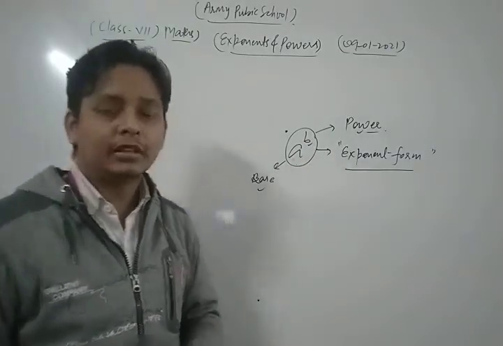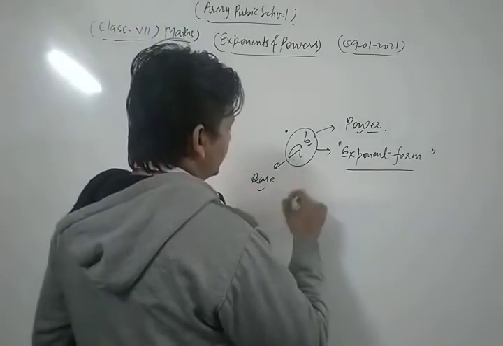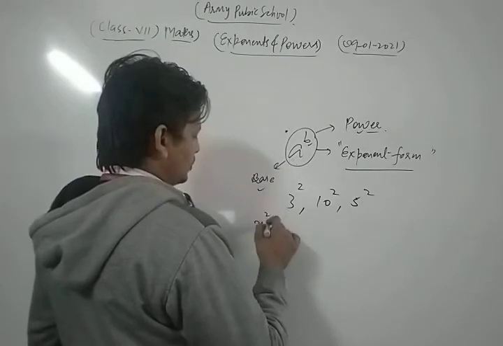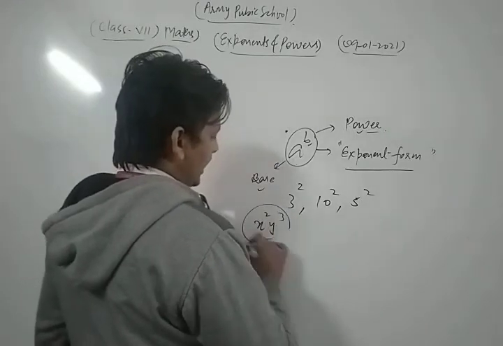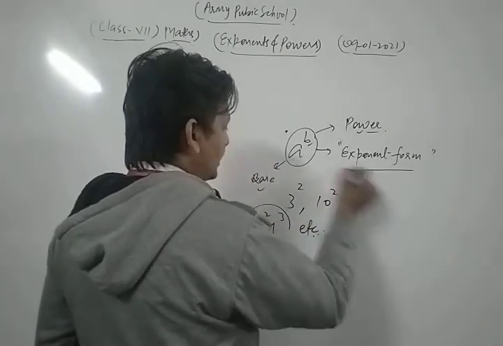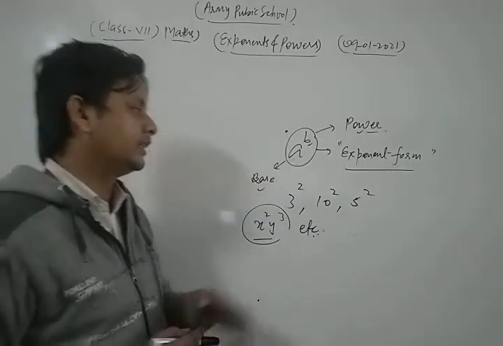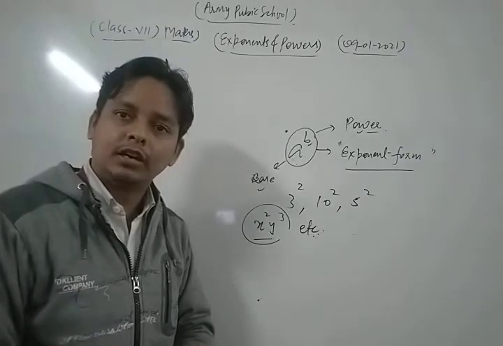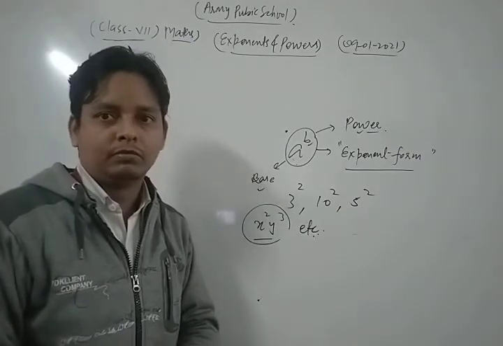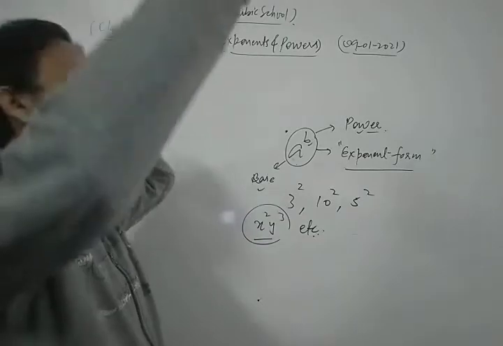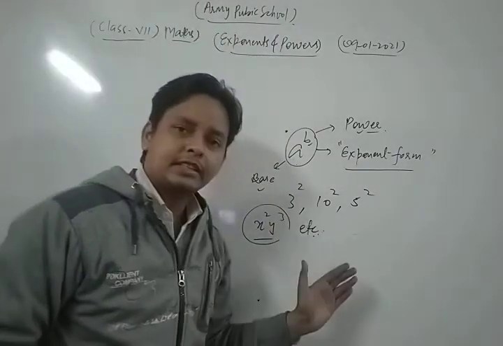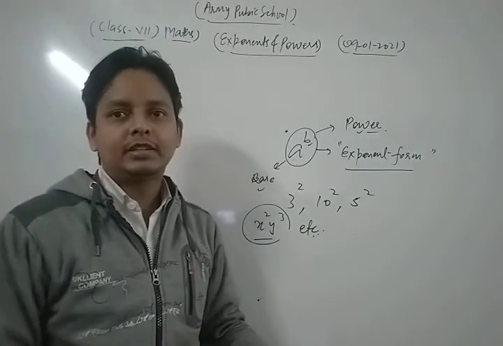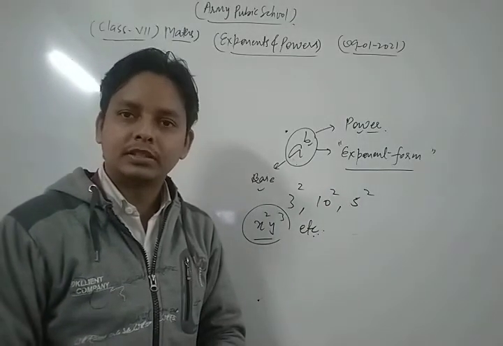Okay, dear students, like if we write any number in the form 3 square, 10 to the power 2, 5 to the power 2, and x square y to the power 3, etc., all these numbers are in exponent form. So this is the method to represent any number in exponent form. Now we have cleared the concept of powers and exponents.